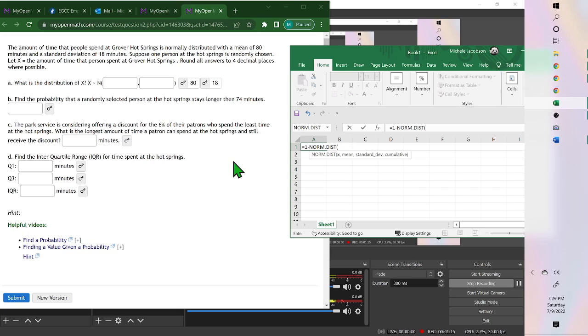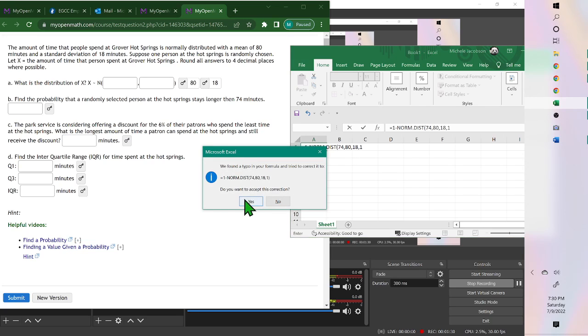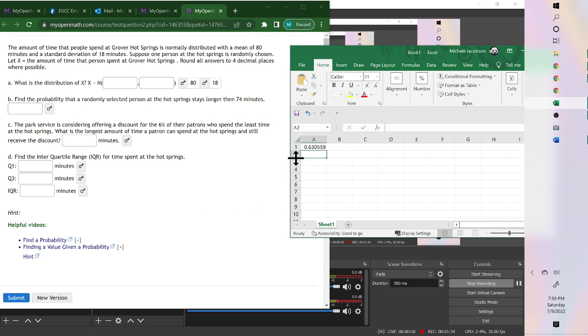Our value is 74, comma, our mean is 80, comma, the standard deviation of 18, and 1 for cumulative, since 1 is the total under the curve. And it did that because I didn't close the parenthesis. But there's your value.